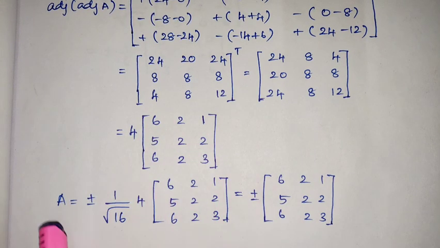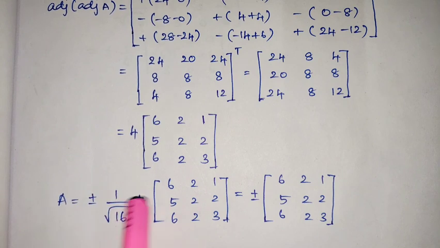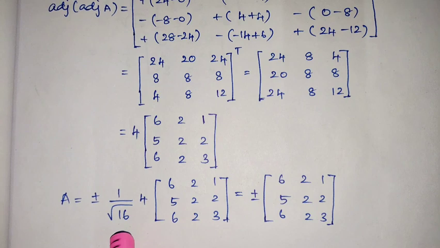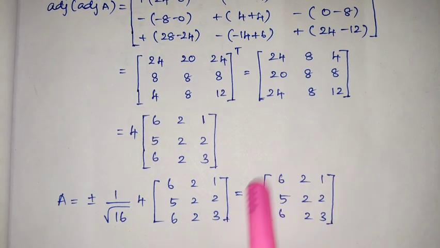Okay. Now applying the formula, which is plus or minus 1 by root of determinant of adjoint A. So determinant of adjoint A, so far we have found, which is 16. So root 16 into this matrix. Root 16 is 4. So 4 and 4 will be cancelled. So plus or minus, and this is the answer.